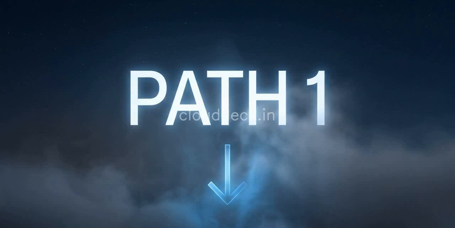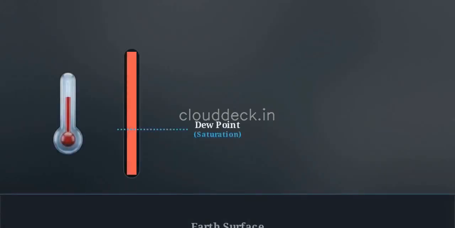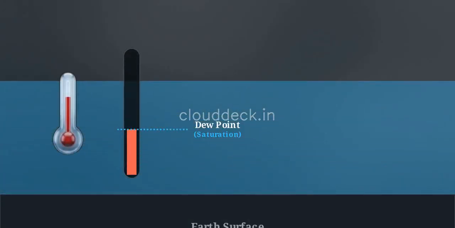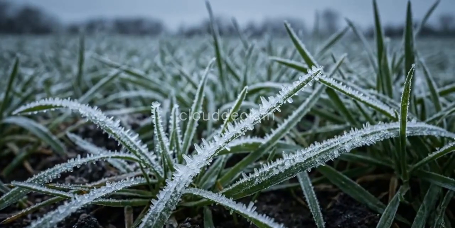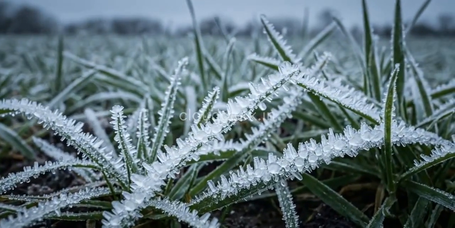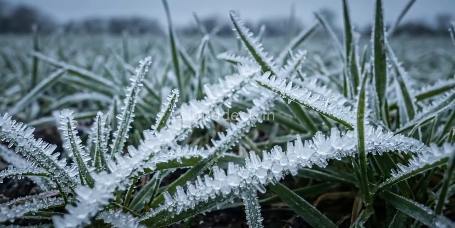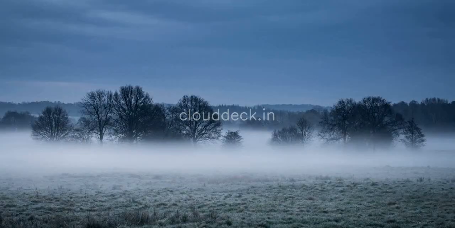The first path to closing the spread is straightforward. Cool the air from the bottom up until it hits that saturation threshold. On calm, clear nights, the ground quickly radiates its stored heat out into space. As the Earth's surface chills, it cools the stagnant layer of air directly above it right down to the dew point, producing a dense, shallow layer known as radiation fog.